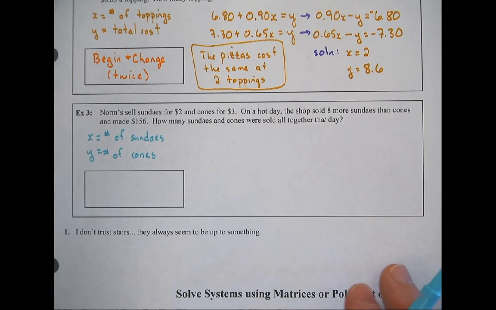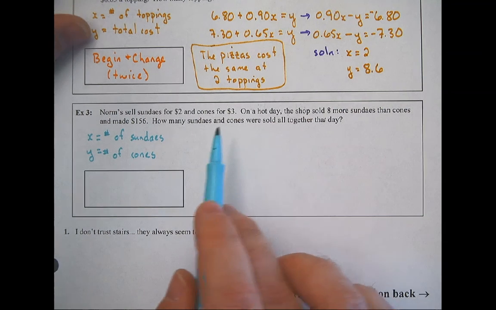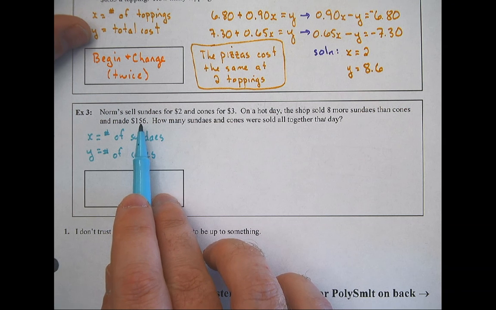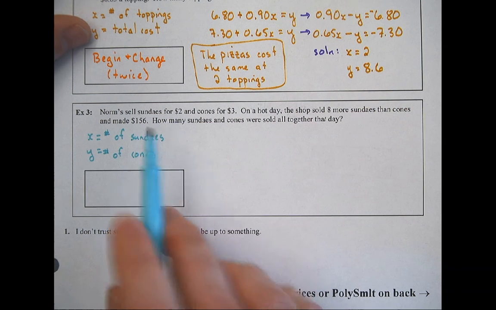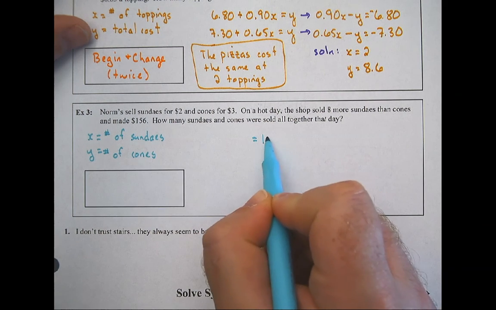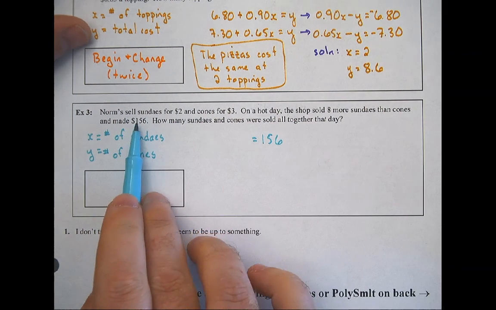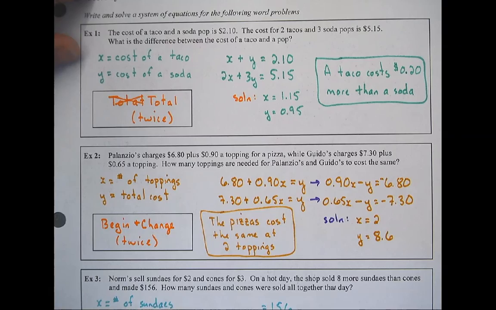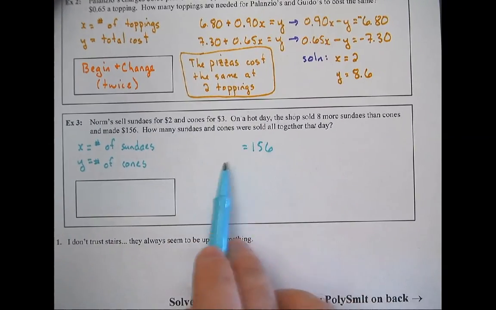All right, now let's try to turn this into an equation. Well, one of these is easy. The 156. They made a total of $156. That's easy. That's a total. Totals are my favorite to write. I think they're the easiest to understand and the easiest to write.